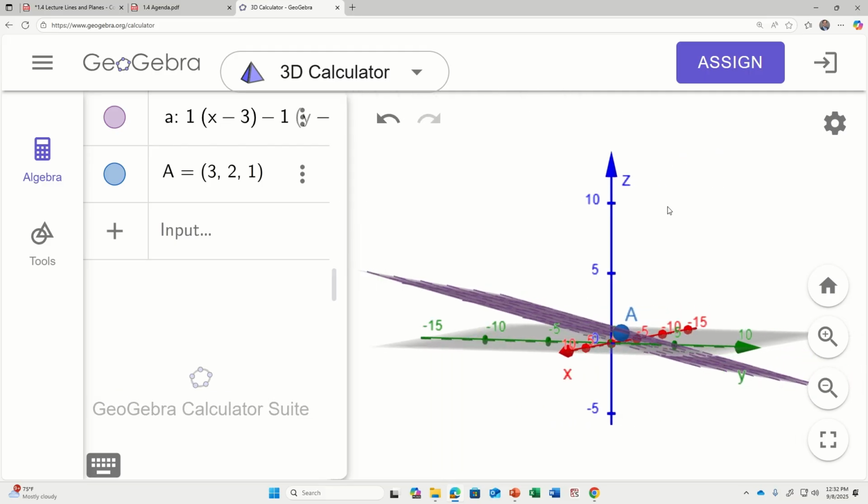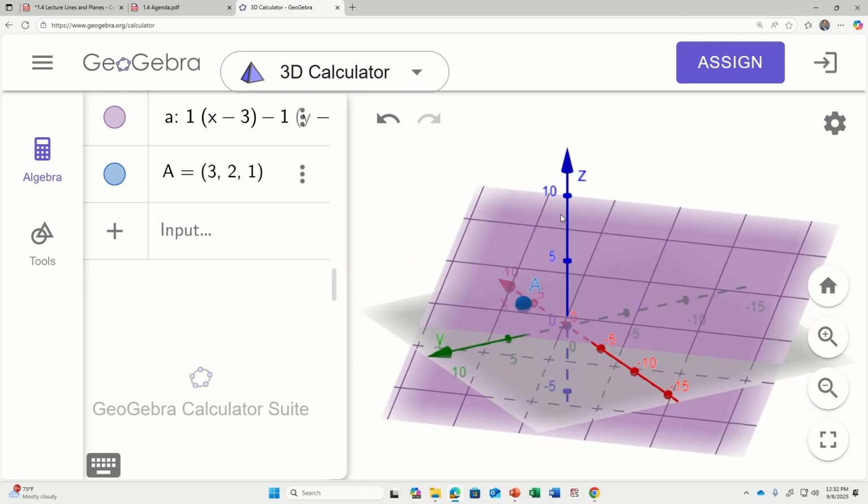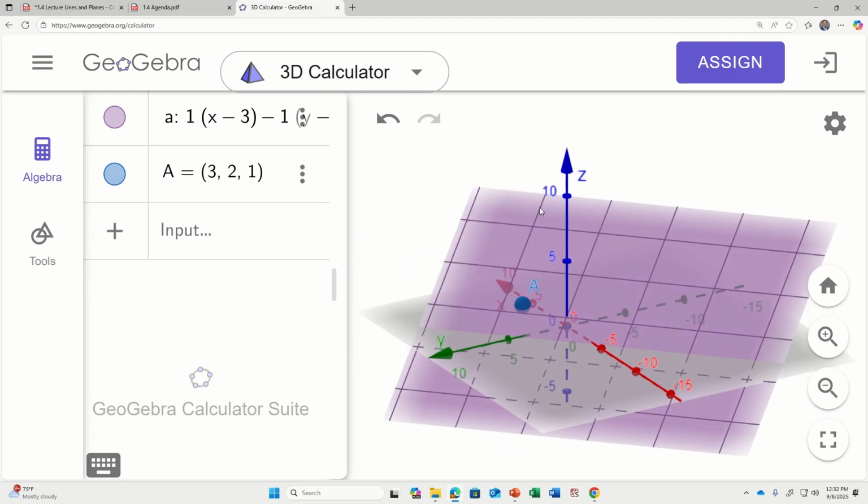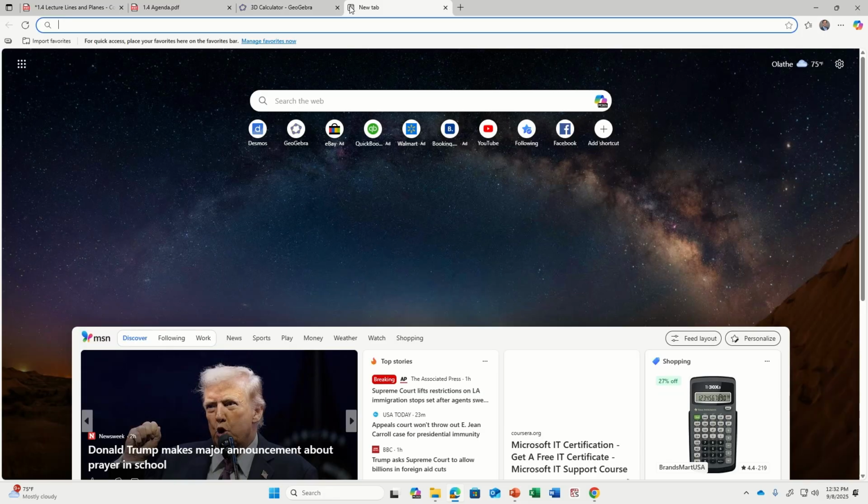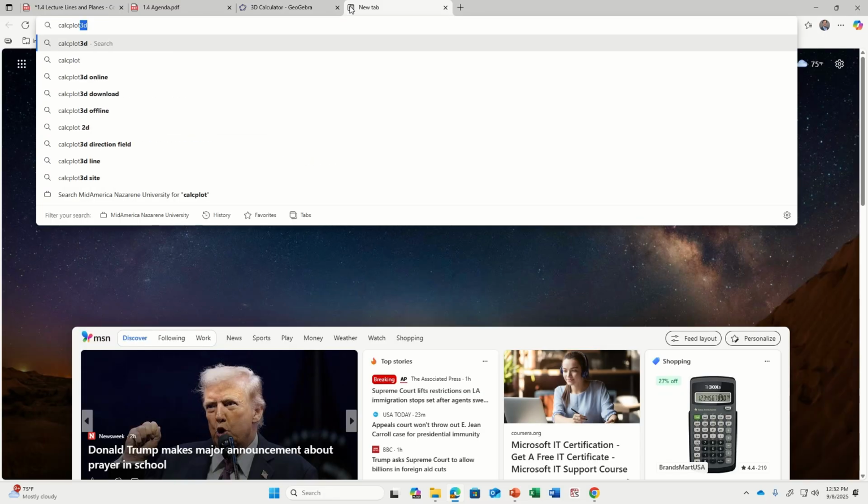Okay. Now, what did you say? It's called CalcPlot 3D. That's the name of the website, just like that, CalcPlot 3D.